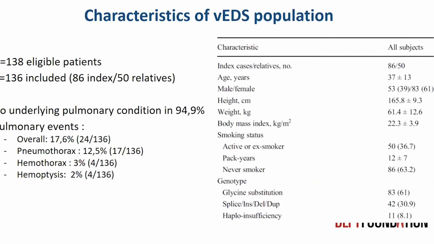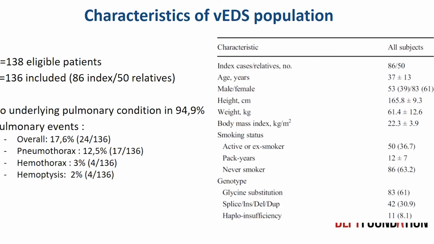On the right, you see the baseline characteristics of these patients. There is a large number of index cases, and an imbalance between males and females, which we always find in our cohorts here in Paris. They're quite slender, and they have quite a high rate of smoking. So there are some efforts that need to be made in France, apparently, about this. The genotype distribution was as expected, with a glycine substitution predominance, the splice site variants in second place, and of course haploinsufficient patients in third place.